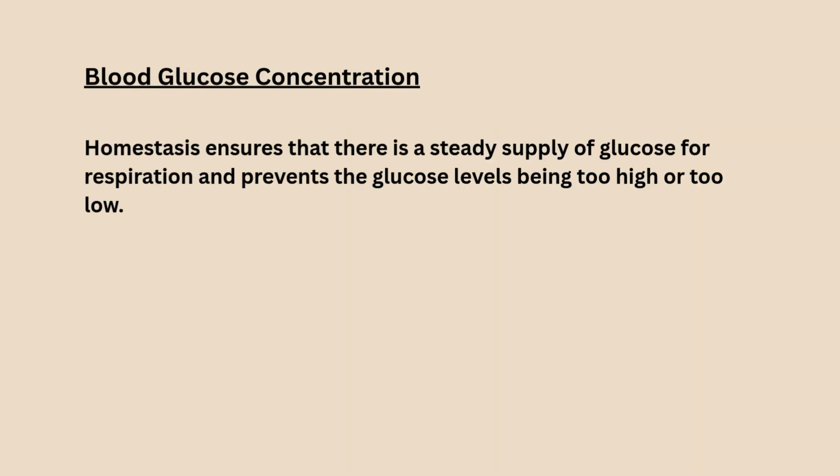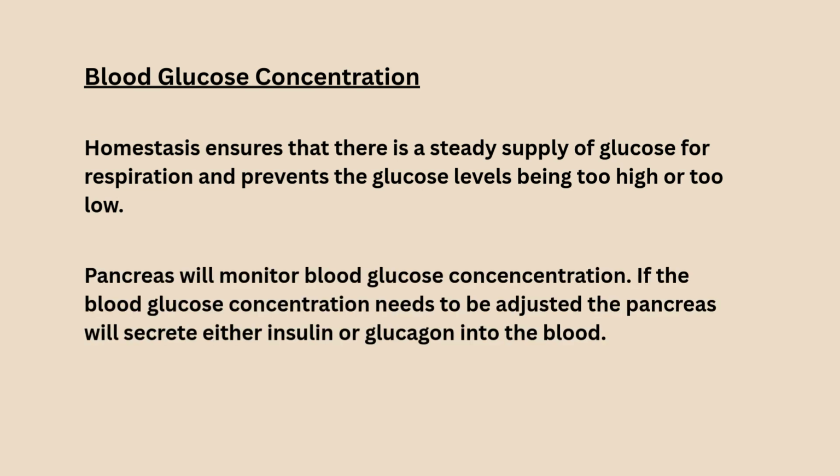Blood glucose concentration. Homeostasis ensures that there is a steady supply of glucose for respiration, and prevents the glucose levels being too high or too low. The pancreas will monitor blood glucose concentration. If the blood glucose concentration needs to be adjusted, the pancreas will secrete either insulin or glucagon into the blood.